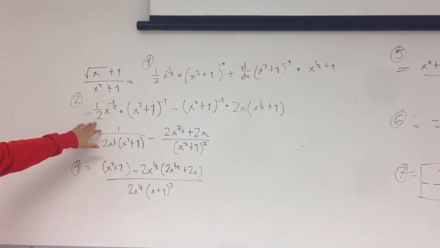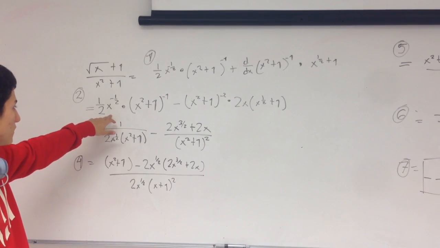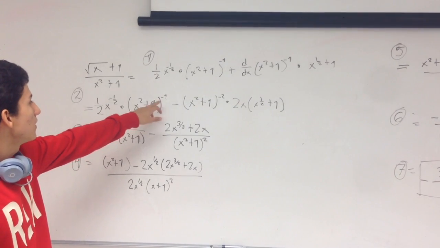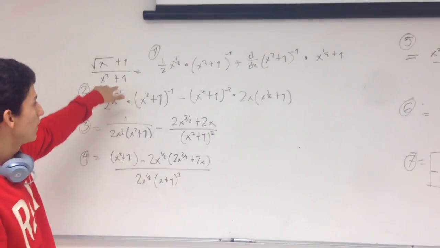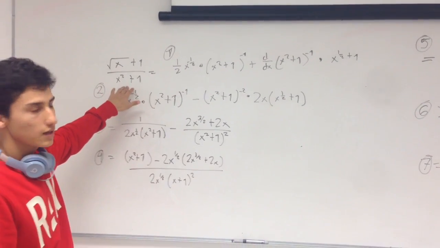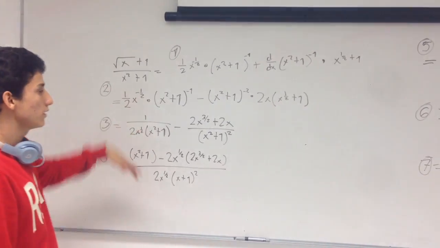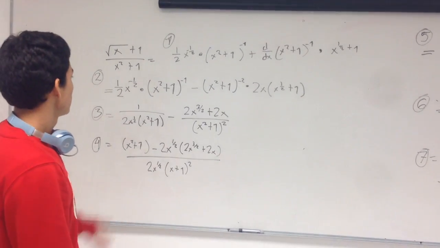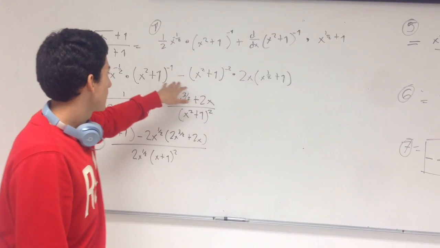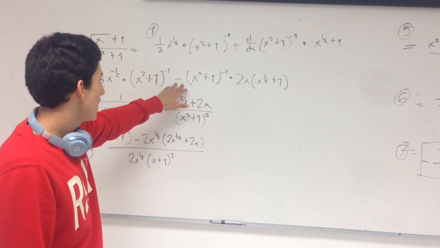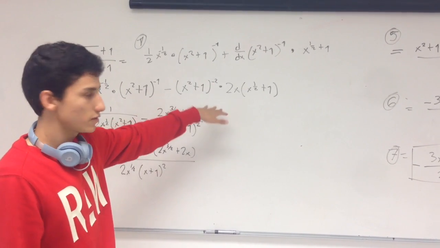So we got 1/2 x to the minus 1/2 times x squared plus 1 to the minus 1, because we have to pass this as a fraction. We have to eliminate the fraction, so we pass it as minus 1. Then we continue with the second, and it becomes minus x squared plus 1 to the minus 2.